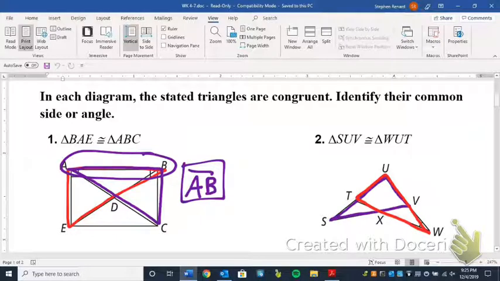So again, here we have triangle SUV and triangle WUT. What I'm going to do is sketch them out, see where they overlap. Here they don't have any overlapping sides. While there is overlap like UT, UT isn't actually a side of either triangle. So we just go U. So angle U is our answer.